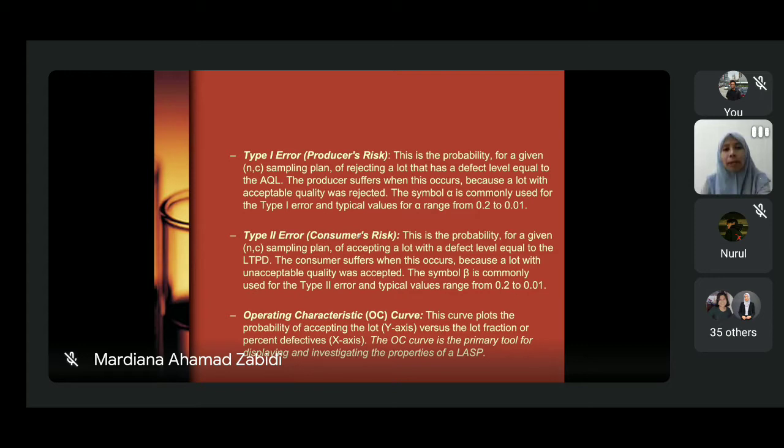Kita yang ambil produk daripada supplier, we are the consumer. We are the user of that particular raw material. So the risk goes back to us because when I accept a rejectable raw material, it will affect the production. It will affect the finished product quality. So that is why it is known as consumer's risk.